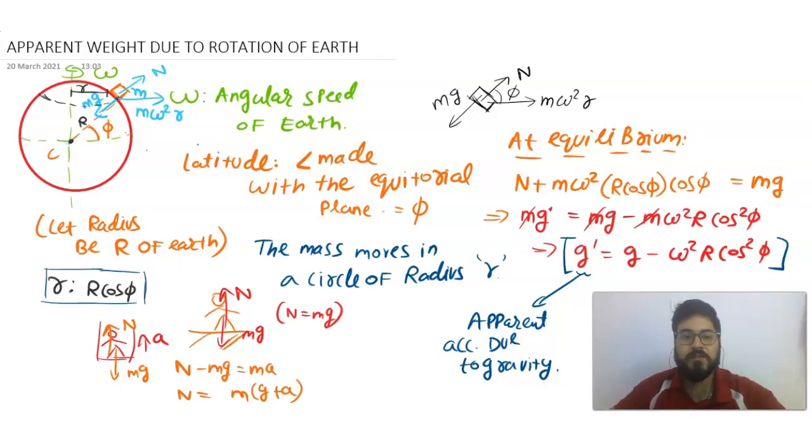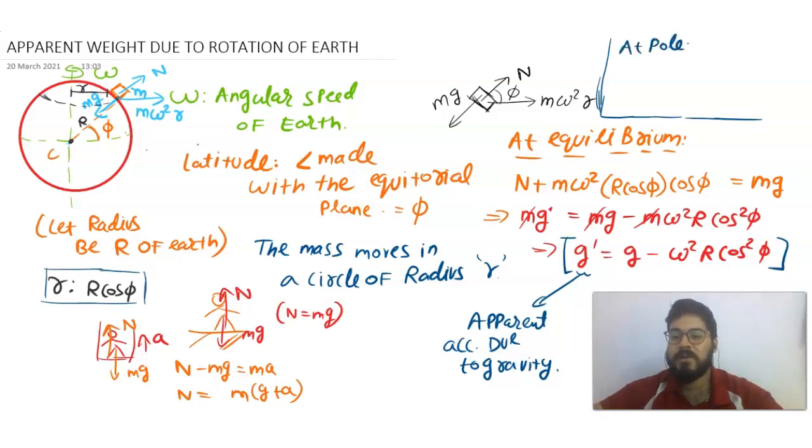So for example, what will happen at the pole? Let's consider the situation at the pole. At the pole, what is the value of phi? You can see the value of phi becomes 90 degrees. Yes or no? The object is kept here. So at the pole phi will be 90. In that case, g dash will become g minus omega square r cos square 90. Cos 90 is 0, cos square 90 is 0. So g dash will be g, that means 9.8 meter per second square.